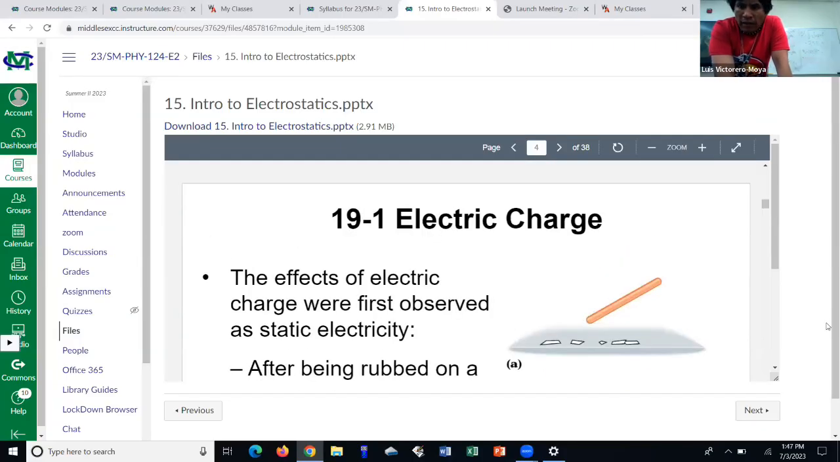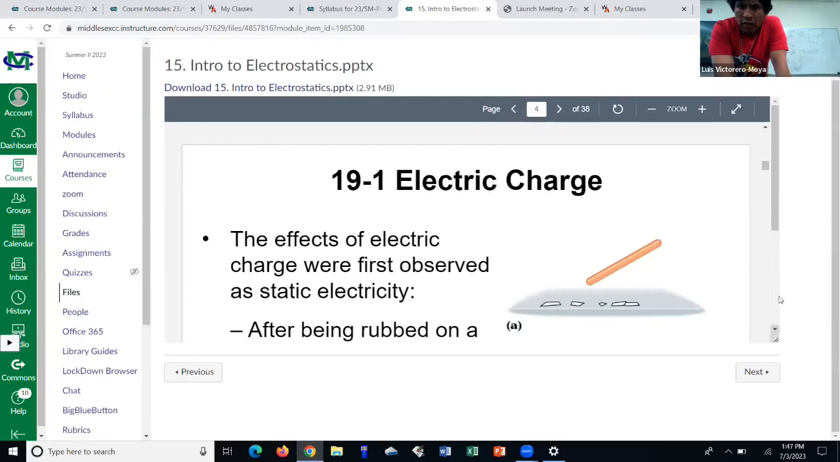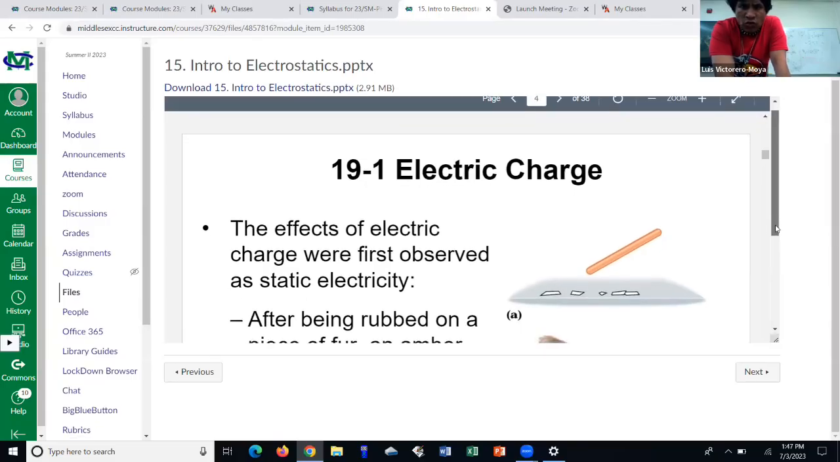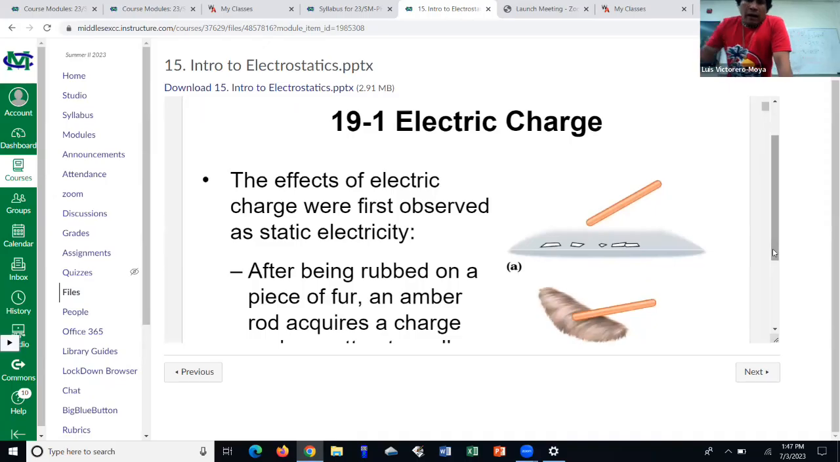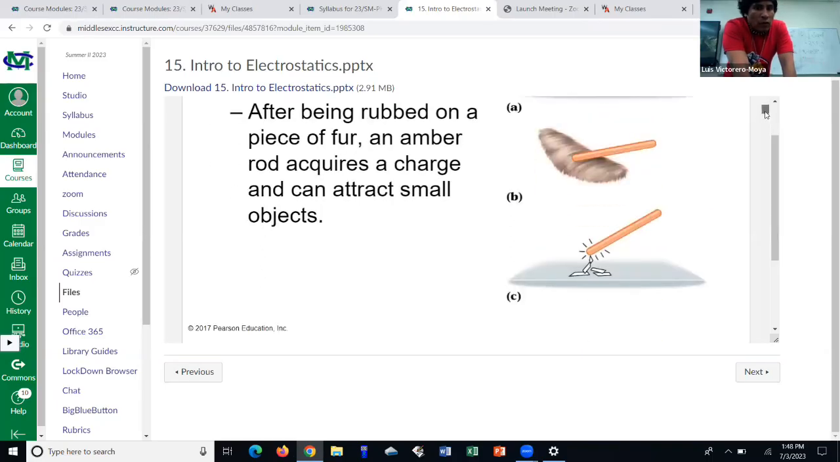Okay, so many of you have done science in high school, so I'm hoping that you have done this experiment. If you haven't, basically what this shows you is how we observe static electricity. You have pieces of paper on a table, and then you have a rod. It can be made of amber or plastic, it doesn't matter. Then you rub it with a piece of fur, like is shown here, and then you can lift those pieces of paper because of attraction.